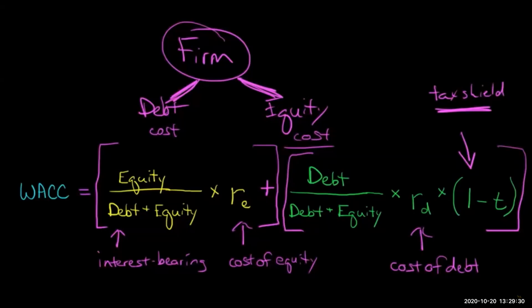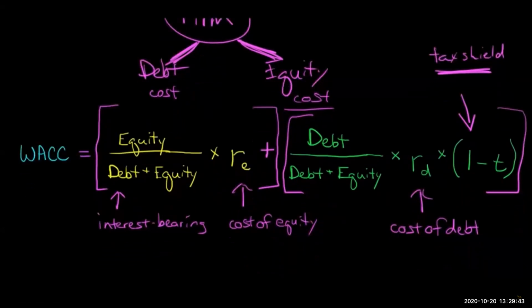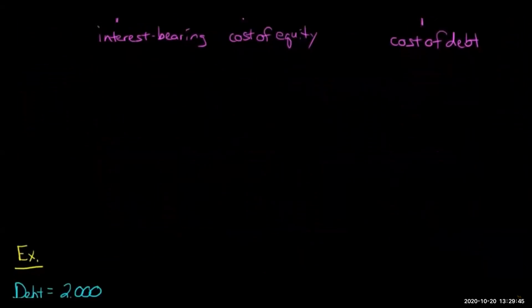Okay, and then we're going to take those proportions, those weights, and multiply them by the associated costs, the cost of equity and the cost of debt. So let's go ahead and work through an example, and I think you'll find it to be a lot easier when we do that.